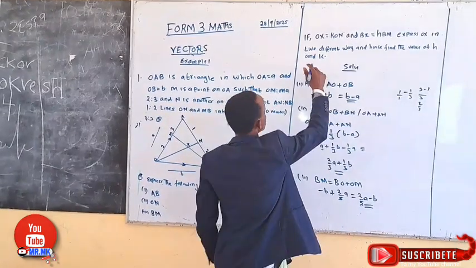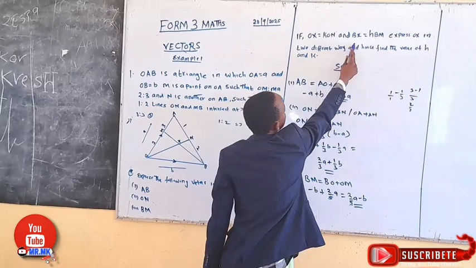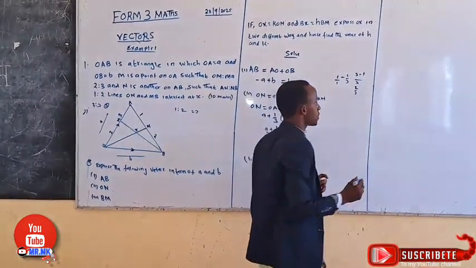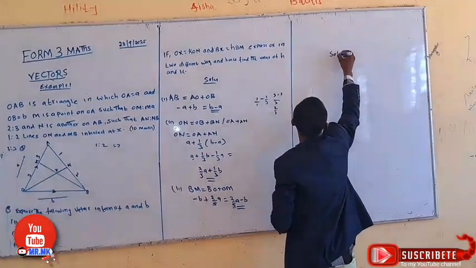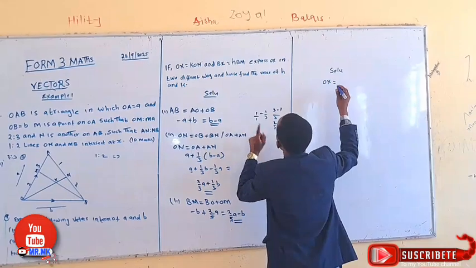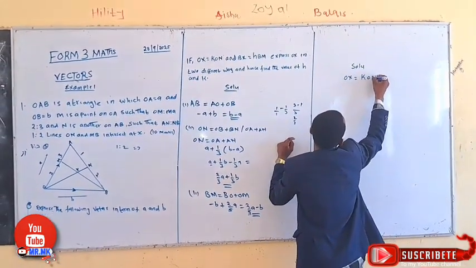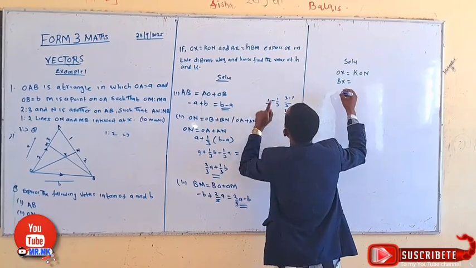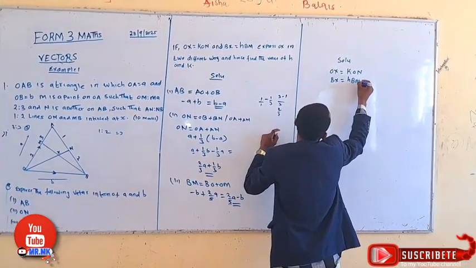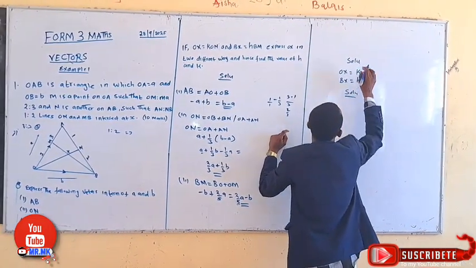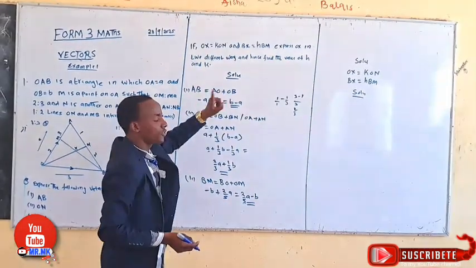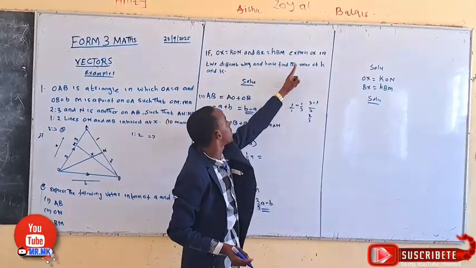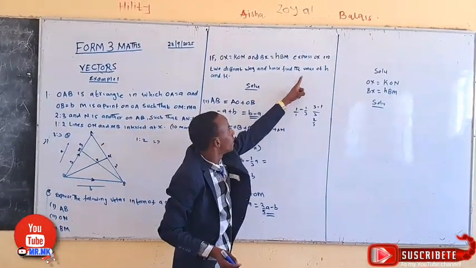Now let's move to this one. If OX is K times ON and BX is H times BM, express OX in two different ways, and hence find the value of H and K. Solution. OX is K times OM and BX is H times BM. Let's do it together. You have to be very keen for this case.